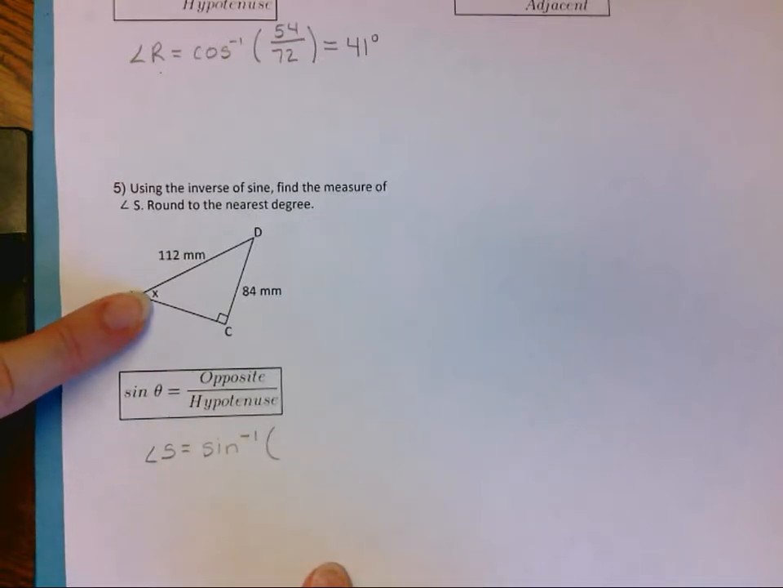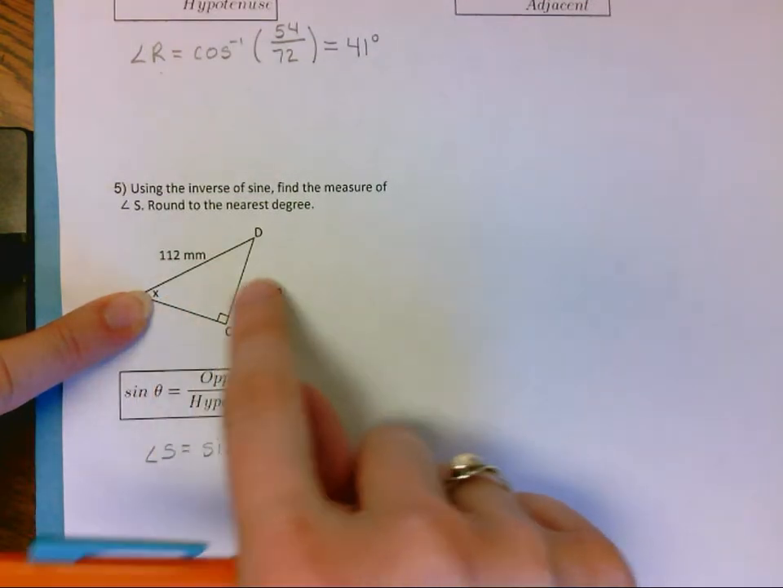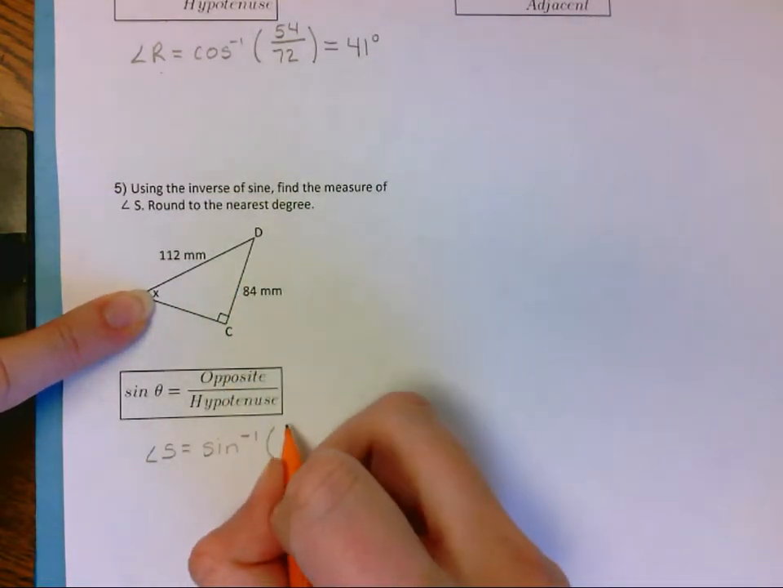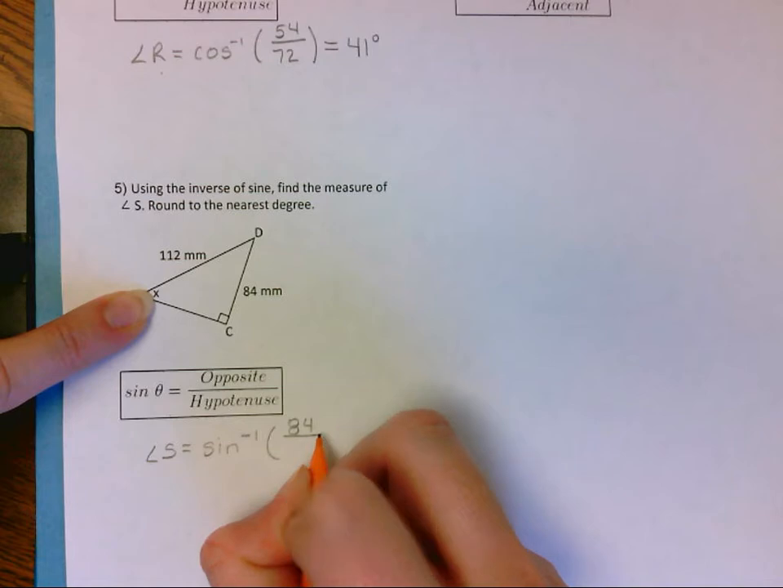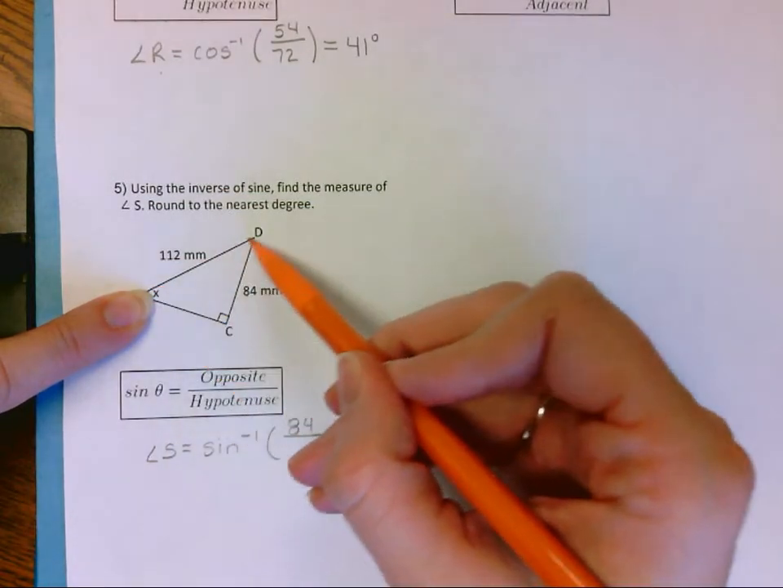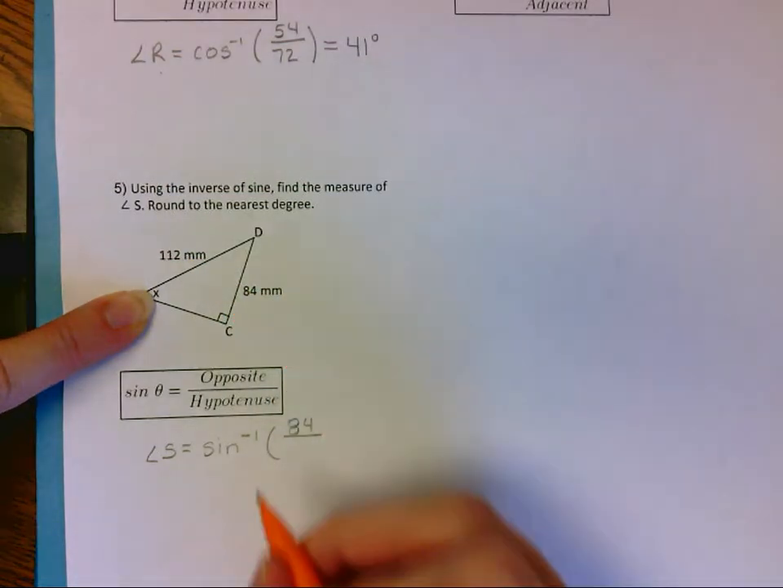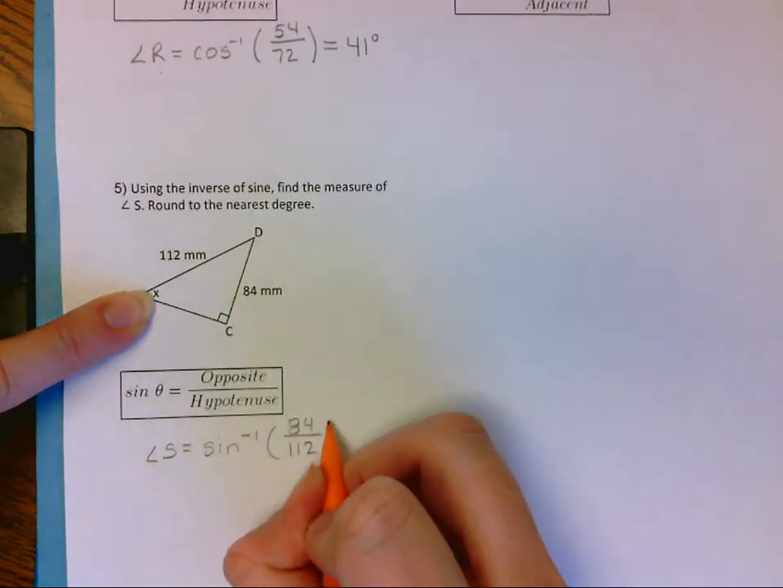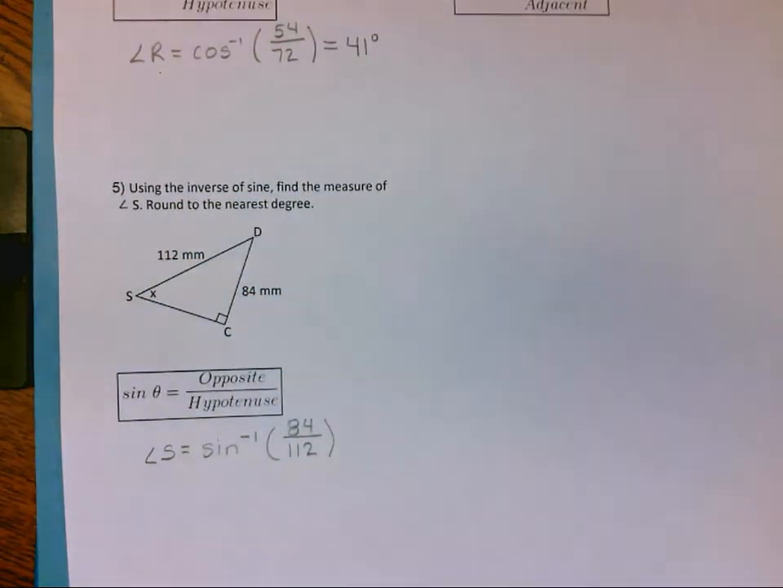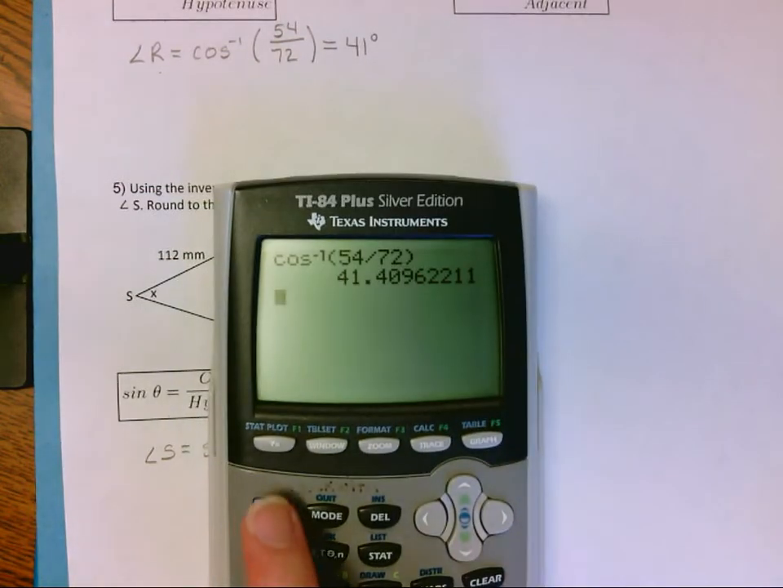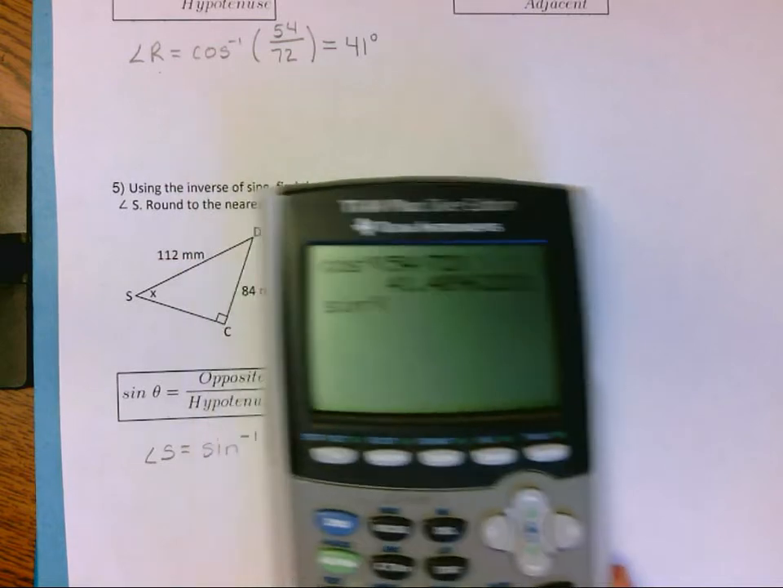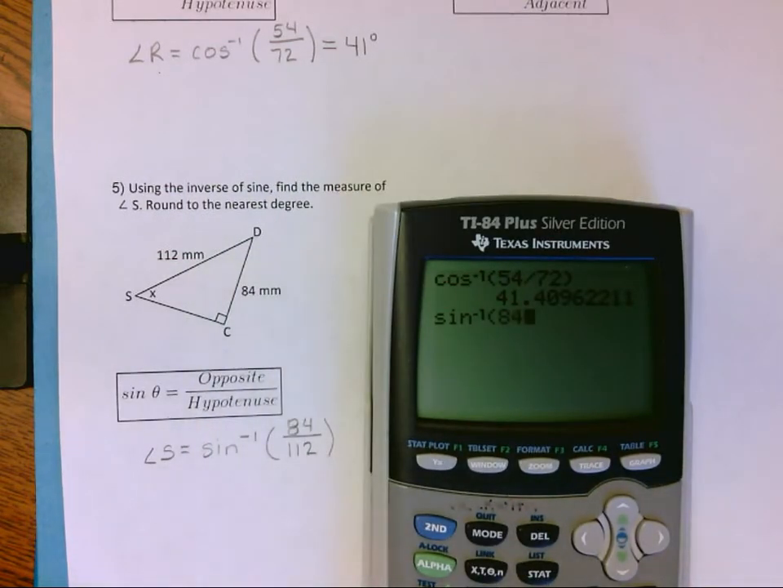So sine is opposite, so opposite this angle is 84, divided by the hypotenuse of this triangle, which is 112. It is the opposite of the 90 degree angle. So inverse sine, press second sine to get the inverse. Do 84 divided by 112.